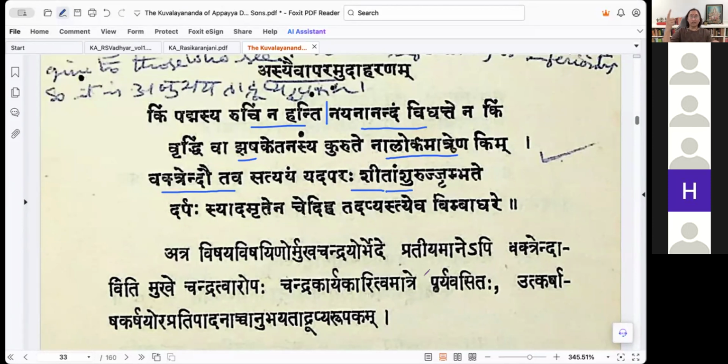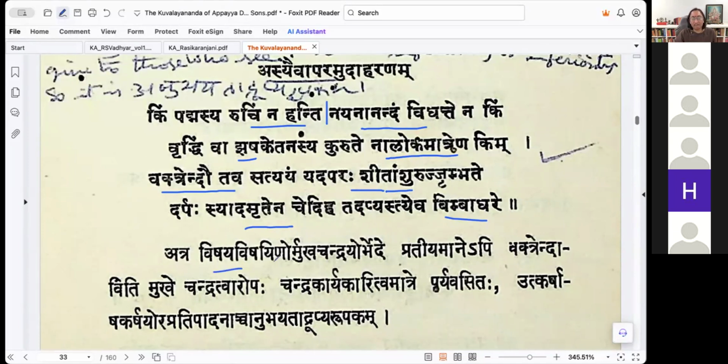No, there is one more thing that the moon has. He is very proud of the fact that he has Amritam with him. So, ayam aparaha Shitamshuhu yaha ujrambate. There is another moon there. If he has Darpaha Amritena Chet, if he seems to feel very proud about the fact that he has Amritam with him, Tadapi Asti eva Bimbadhare. In her lips, I can find the nectar there. I don't need the moon for the Amritam. Okay.